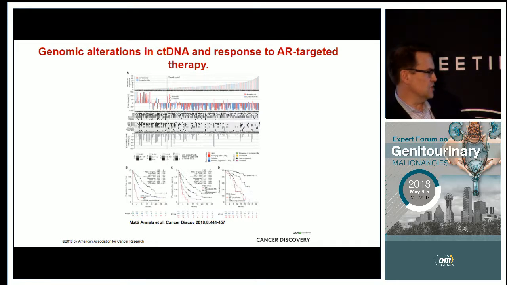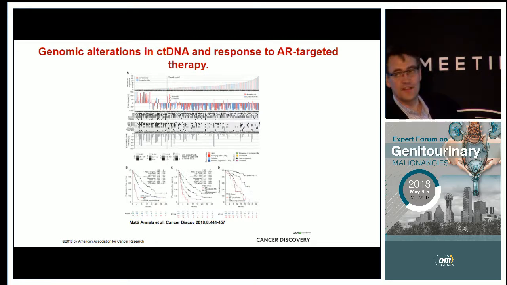I just wanted to highlight Kim Chi's work. It's from the Annals from Cancer Discovery earlier this year. He presented at ASCO. They looked at circulating tumor DNA and showed that BRCA2 mutation found in circulating tumor DNA conferred a much worse prognosis and basic resistance to abiraterone.